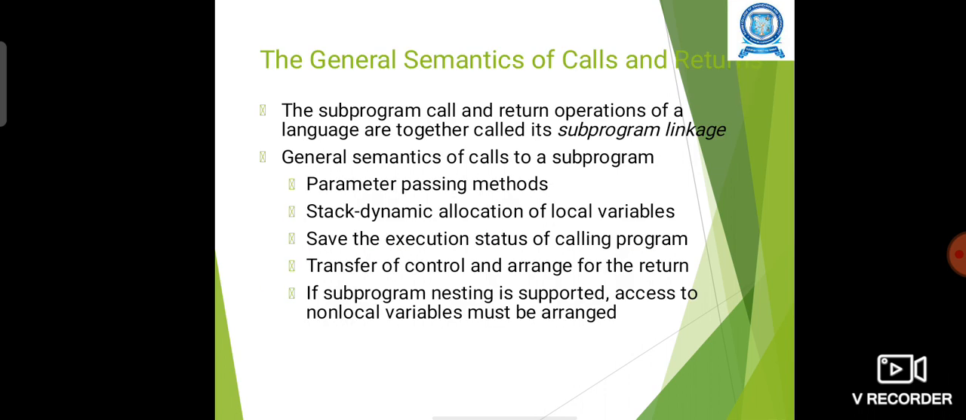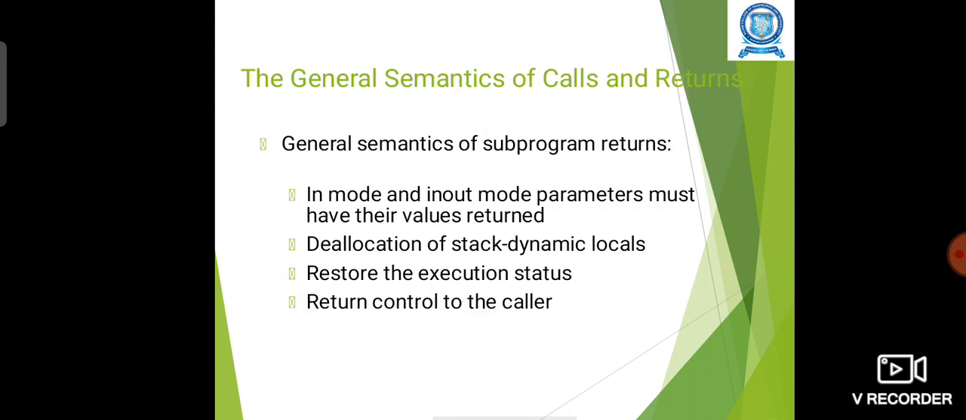The subprogram call and return operations of a language are together called its subprogram linkage. General semantics of calls to a subprogram are parameter passing methods, stack dynamic allocation of local variables, and save the execution status of the calling program, transfer of control, and arrange for the return. If subprogram nesting is supported, access to non-local variables must be arranged.